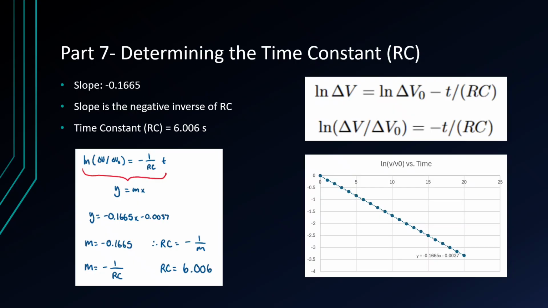And in doing so, I was able to create this graph that related the natural log of the potential difference over the initial potential difference versus time. And doing that, we were able to get the slope as the negative inverse of RC, or the time constant. And from that, I calculated the time constant to be 6 seconds.